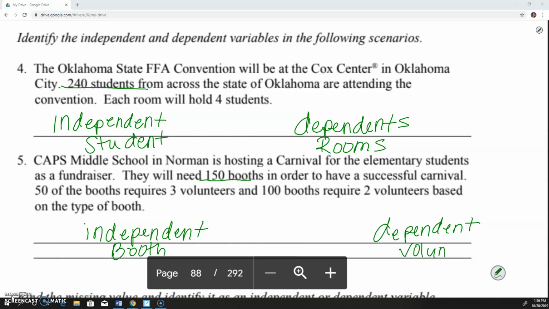Volunteers. How many volunteers do you need? That is based on how many booths you have, right? Yes. So the volunteers depends on how many booths you have.